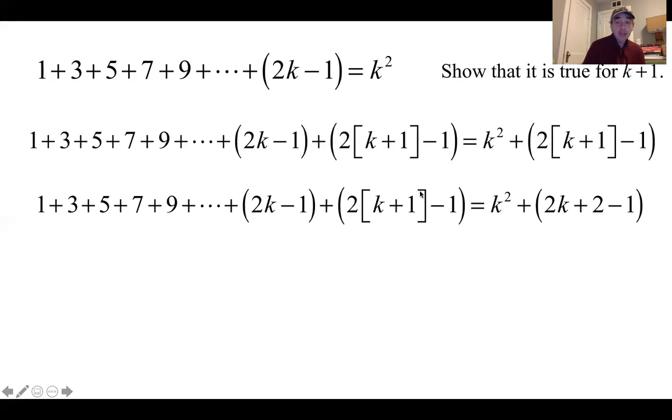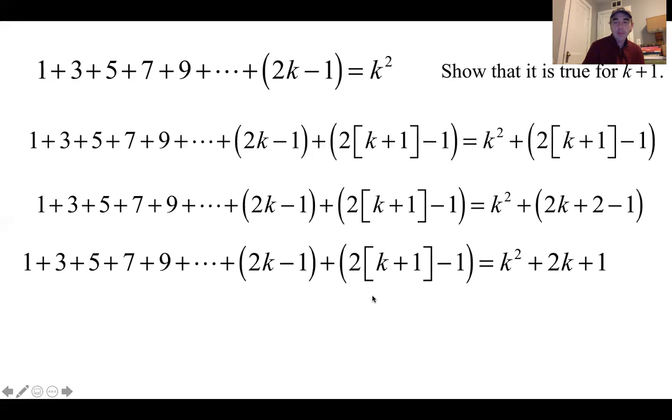Distributing here, left side is staying the same. I'm not changing anything on the left side. Right side, k squared is the same. 2 times k is 2k. 2 times 1 is 2 minus 1. So 2k plus 2 minus 1 there. Then where do we go? 2k plus 2 minus 1 is 2k plus 1.